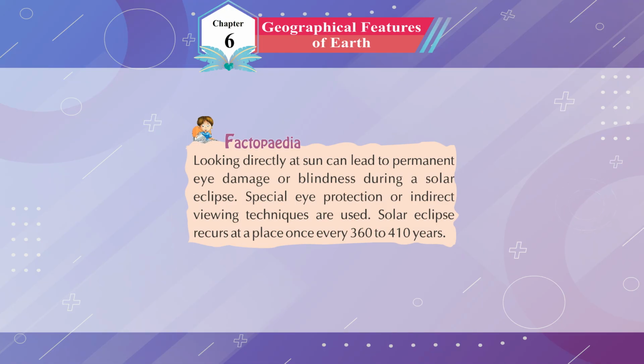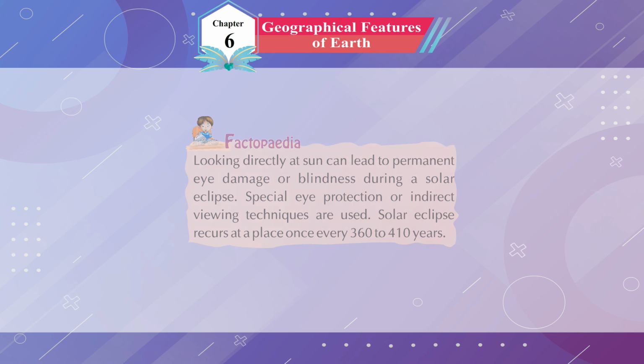Factopedia. Looking directly at the sun can lead to permanent eye damage or blindness during a solar eclipse. Special eye protection or indirect viewing techniques are used. Solar eclipse recurs at a place once every 360 to 410 years.